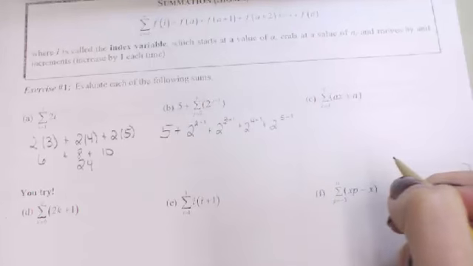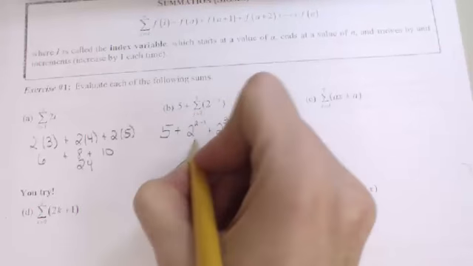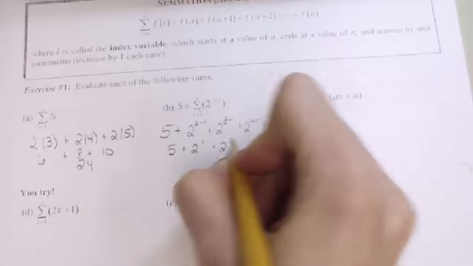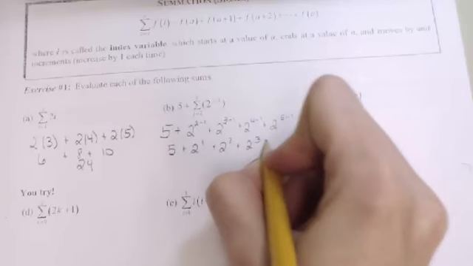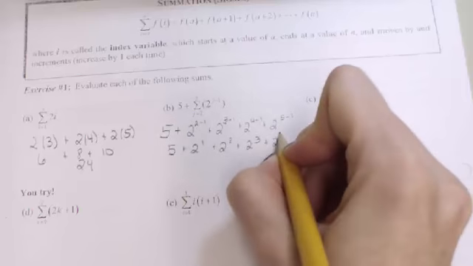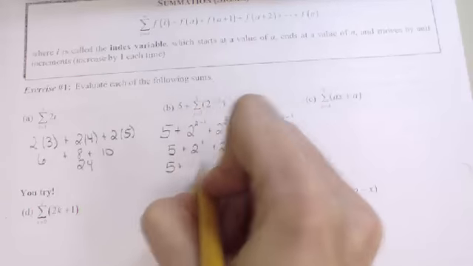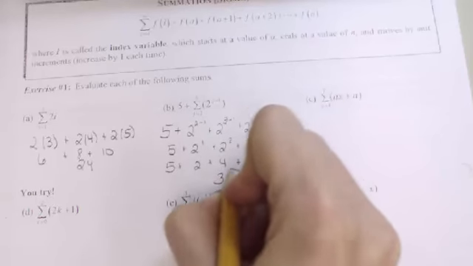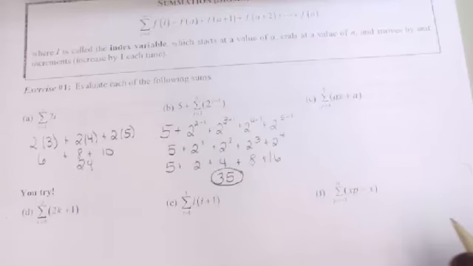And again, you can do this in one step, but it's just nice to show it. So 2 to the first, that becomes 2 squared, that becomes 2 cubed, that becomes 2 to the 4th, and then find out what those are. And you have a whopping total of 35. That again could be checked in the calculator.